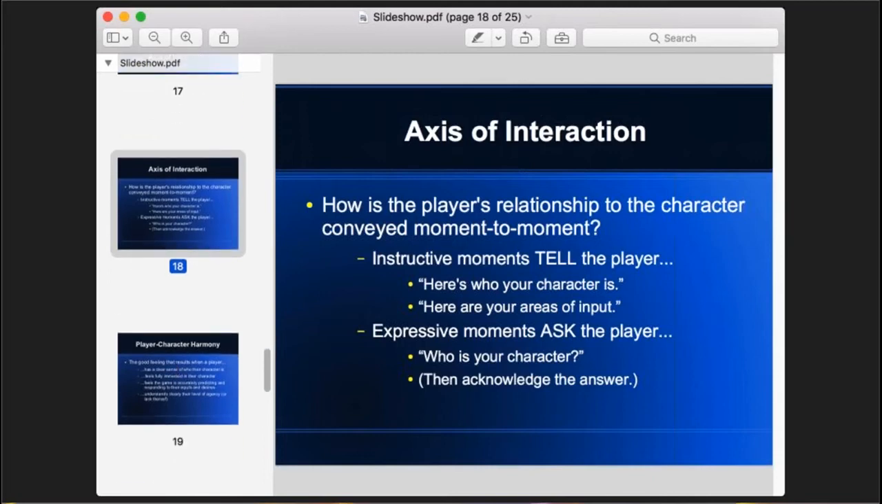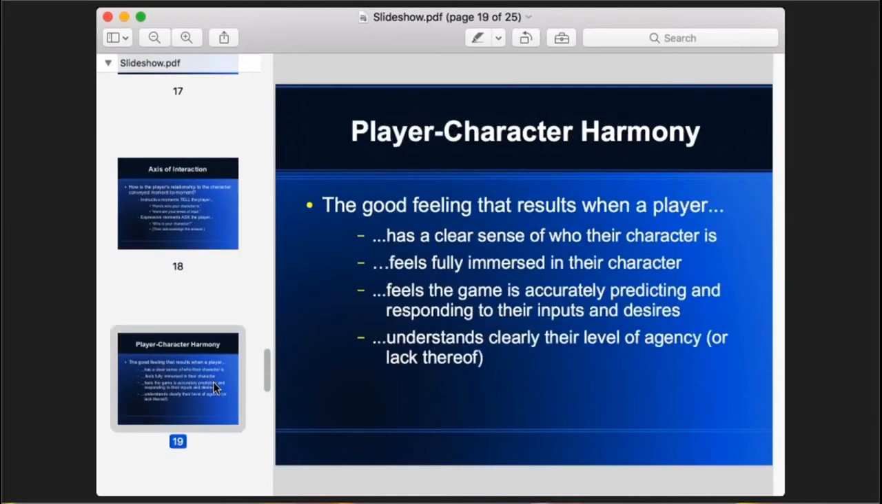When these things work together, when you feel that you embody a character, when you feel that a game is giving you the options you want it to give you and acknowledging the choices you've made, that's a good feeling, and I think it's something we should strive for. And it's what I call player-character harmony. It's essentially when you and the character are in one-to-one sync.